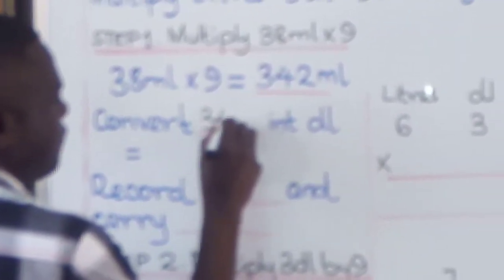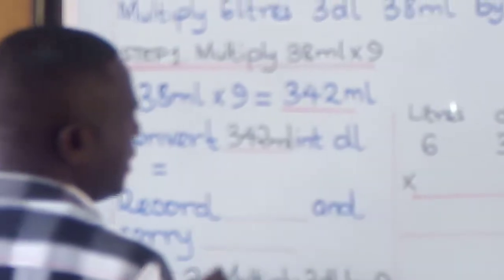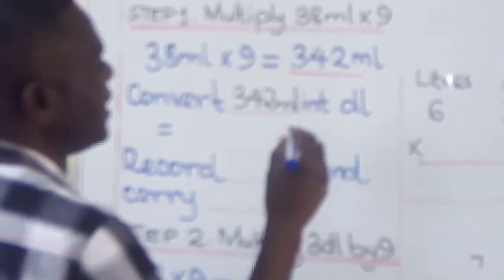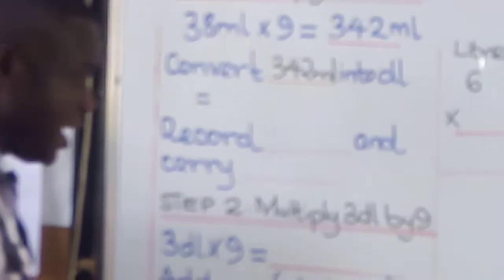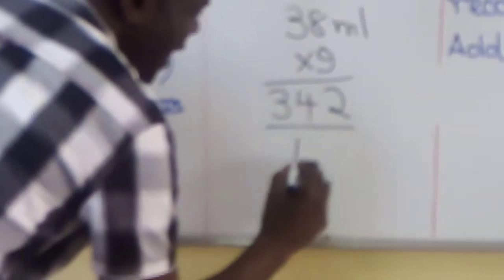Now we convert 342 milliliters into deciliters, using that table. A milliliter is smaller than a deciliter. So smaller to bigger, divide, SBD. Boys and girls, remember that? Smaller to bigger, divide. And so we are dividing 342 by 100, because 100 milliliters make 1 deciliter. So we divide by 100.